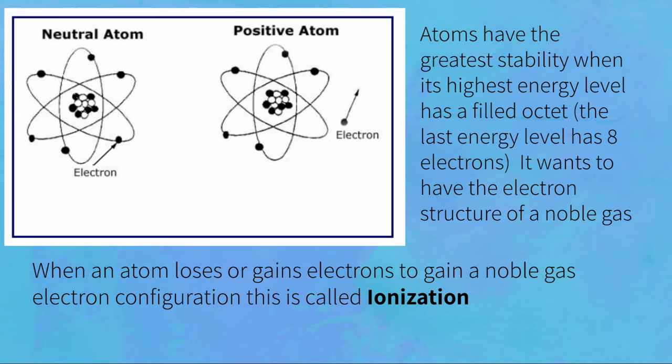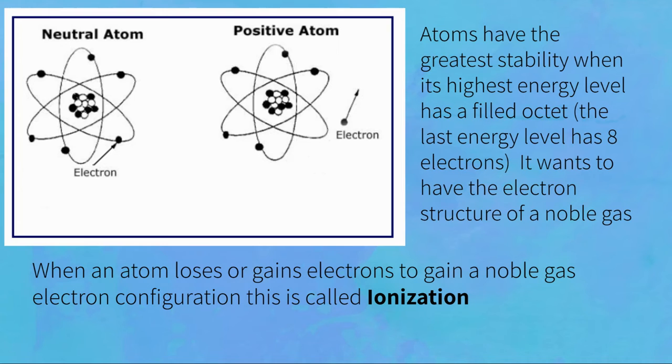However, atoms want to have full octets on their outer shell. So a full octet means 8 valence electrons. And it wants that because it creates the greatest stability for that atom. So what ends up happening is atoms will actually gain or lose electrons to become more like noble gases. If you think about noble gases, that outer shell is always full. When an atom gains or loses an electron, we say it becomes ionized, or this configuration is called ionization.